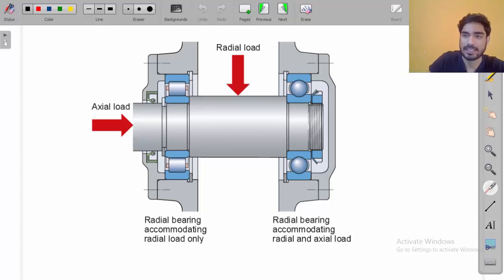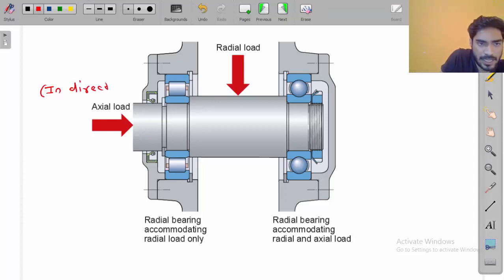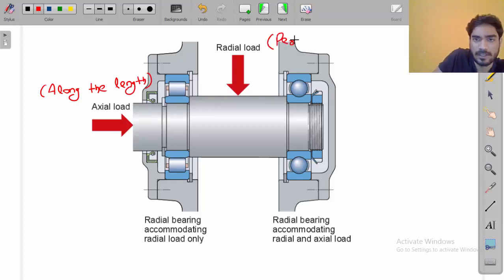So I can write it like this. Axial load means in the direction of length, or you can write it better: along the length. Axial load means along the length. Radial load means perpendicular to the length. Okay, so now it will be easy to remember.